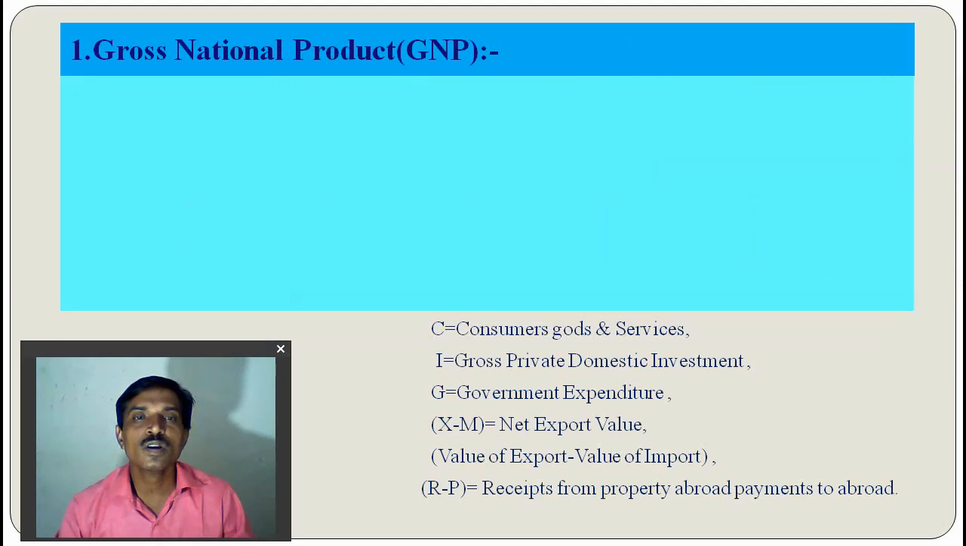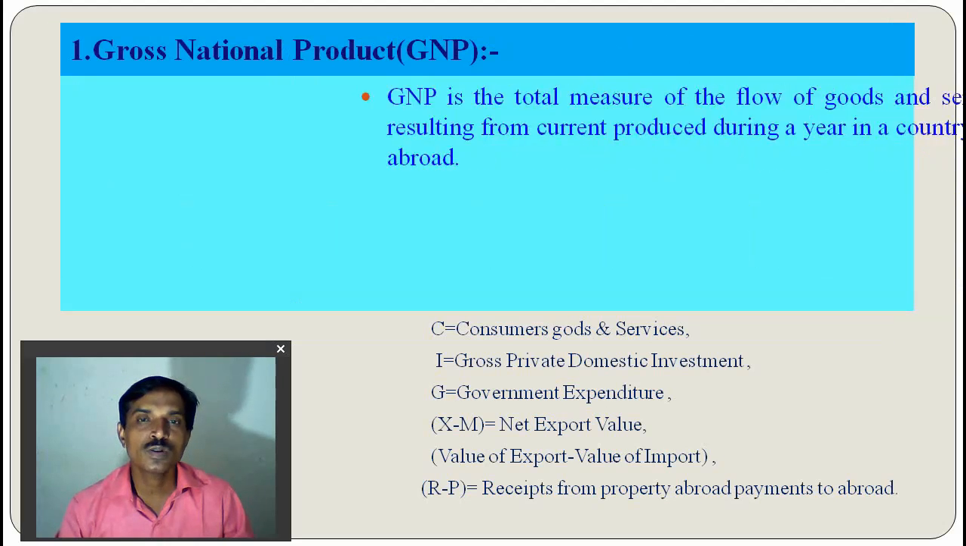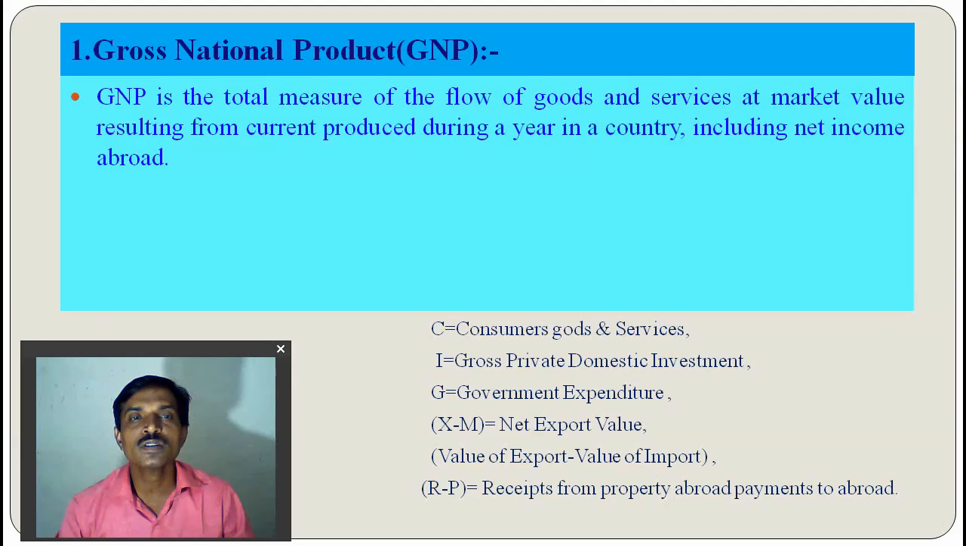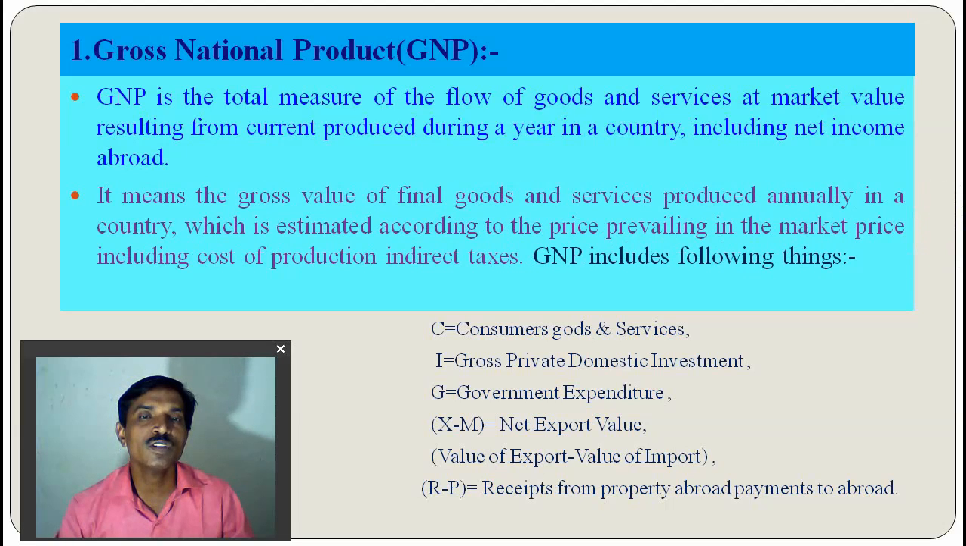Gross national product, GNP. GNP means the total measure of the flow of goods and services at market value resulting from current production during a year in a country, including the net income from abroad. So GNP measures the flow of goods and services at market value resulting from the current production during the year in the country, including the net income from abroad also.